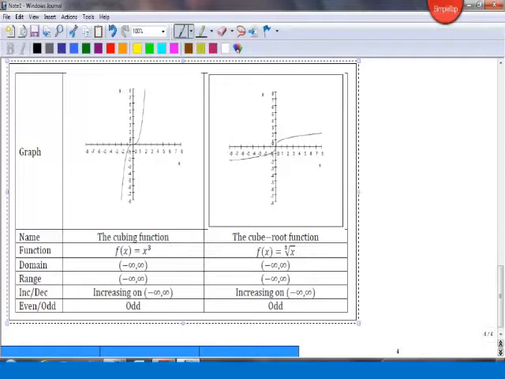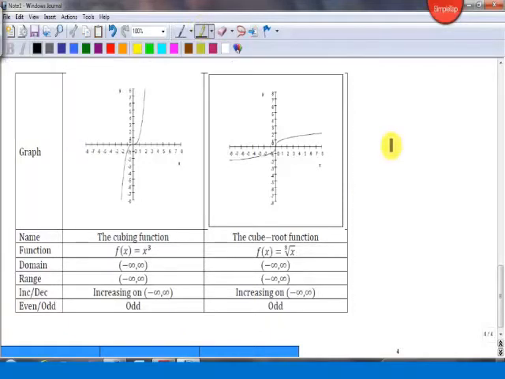Key points on the graph of the cubing function: 0 cubed is 0. 0 times 0 times 0 is 0. 1 times 1 times 1 is 1. 2 times 2 times 2 is 8. So the point 2, 8 is on the graph. Negative 1 times negative 1 times negative 1.